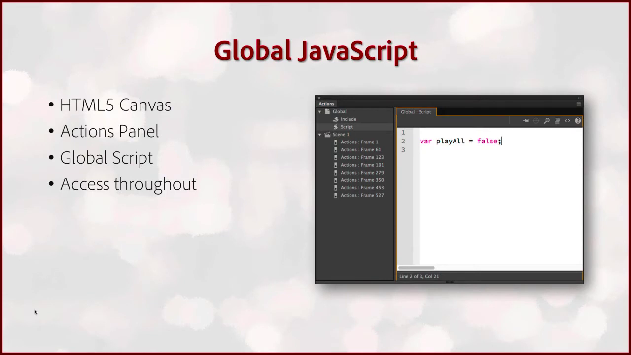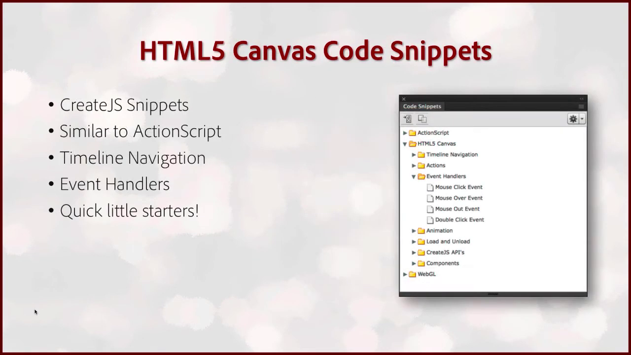We're also going to look at the global JavaScript feature a little bit. This allows you to define global variables inside of JavaScript. So for instance, this playAll variable, if we have that set at a global level, we can access that variable very easily throughout our entire document, and we don't have to deal with a lot of parent-child scopes and things like that, because scope in JavaScript can be a pain to deal with. Right? This makes it a lot easier.